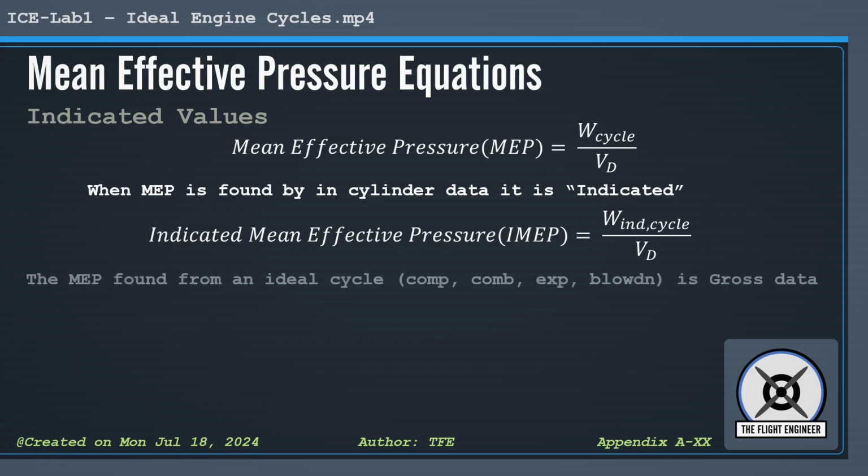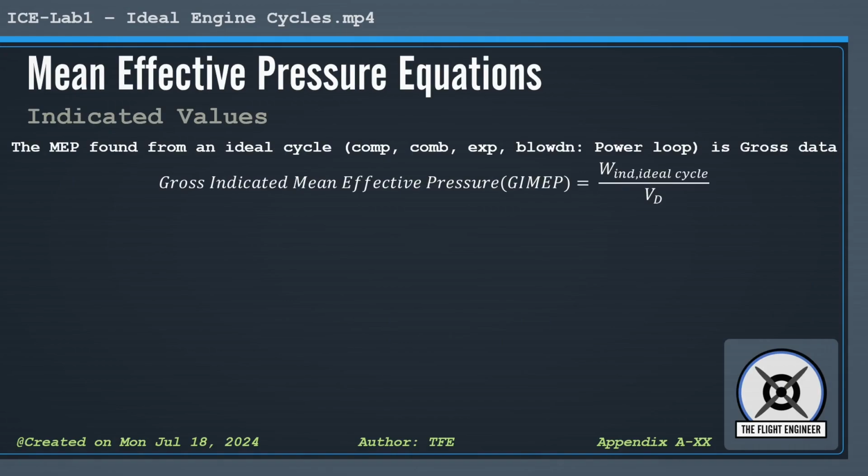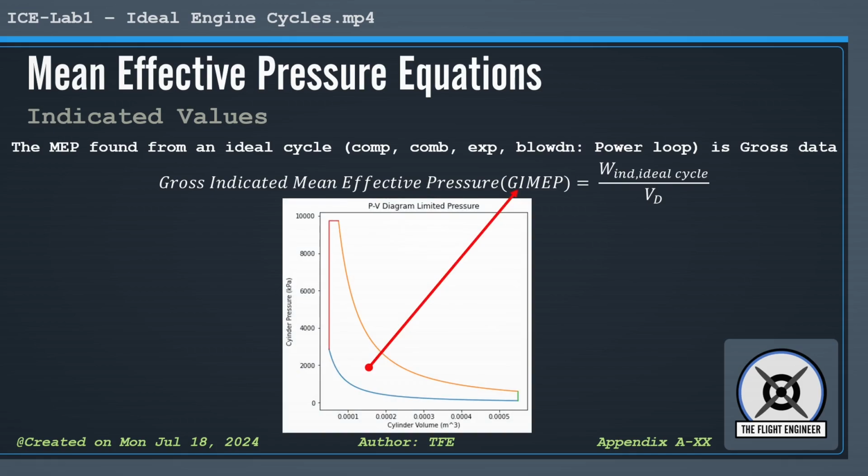In this case, we're taking the indicated mean effective pressure from our ideal cycle, and specifically it's coming from the power loop, so the compression, combustion, expansion, and blowdown. So when we do an ideal cycle and we do just the power loop, this is gross data, or gross indicated mean effective pressure, GIMEP. So what's this going to look like? Well, GIMEP is basically the graph that we've been looking at the whole time. It's just the PV diagram, just the power loop here. There is more we can add to the cycle, however, to make it more realistic.